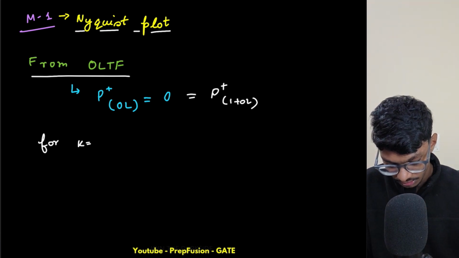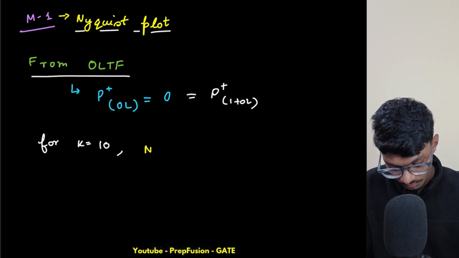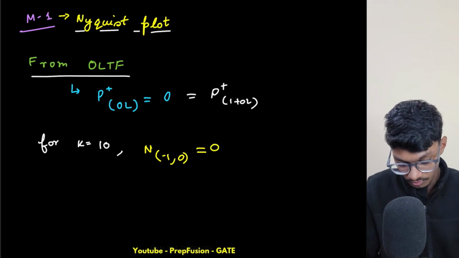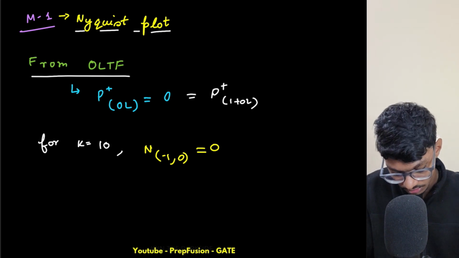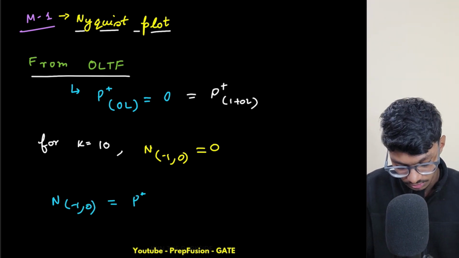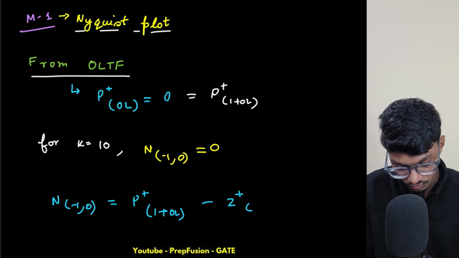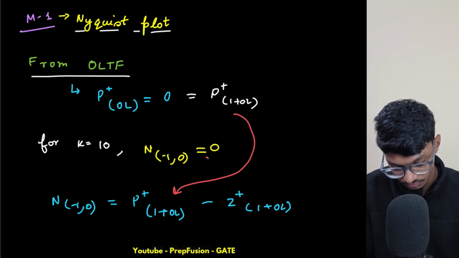For K equals 10, my N around minus 1, 0 is 0, right? I will find the stability for this one. So what is my formula again? That formula is N around minus 1, 0 equals P plus 1 plus OL minus Z plus 1 plus OL, and P plus 1 plus OL is 0, right? This is 0, and this is also 0.